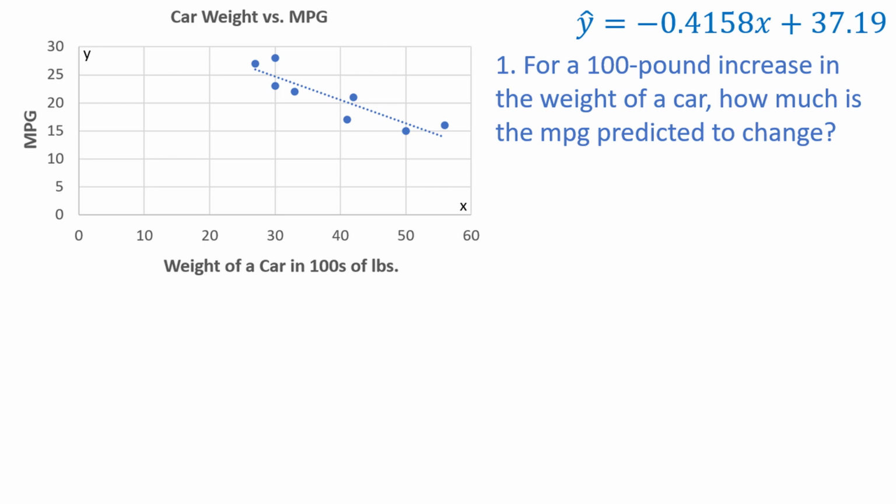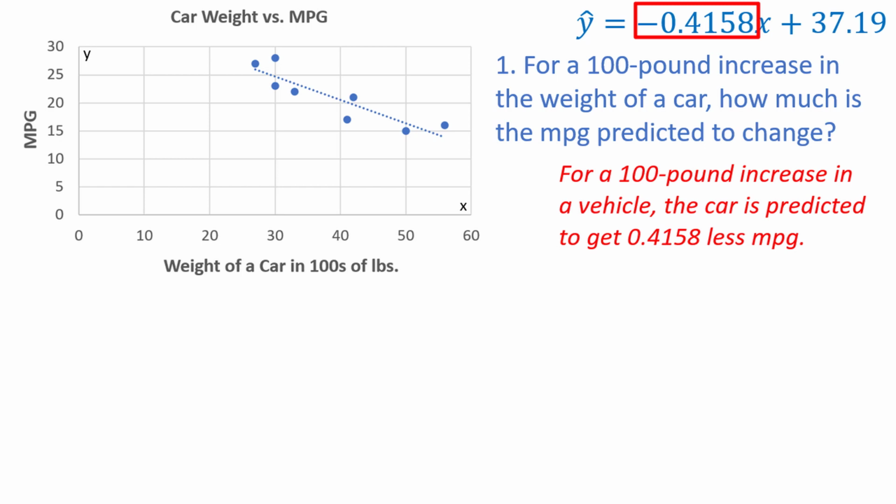We know the slope is the coefficient on x in an equation in the form y equals mx plus b, so the slope here must be negative 0.4158. For a 100-pound increase in a vehicle, the car is predicted to get 0.4158 less miles per gallon.